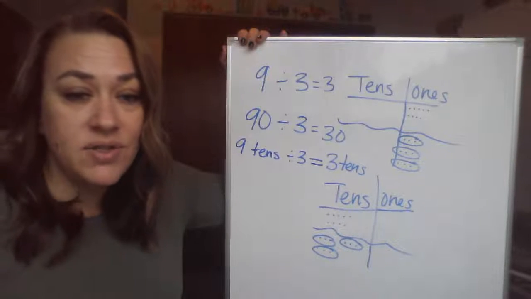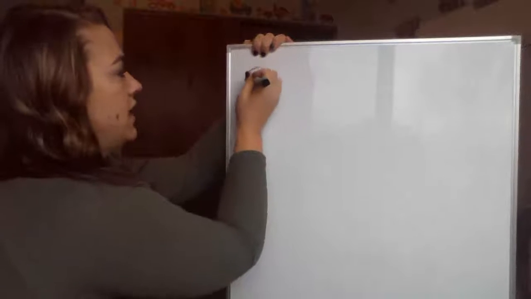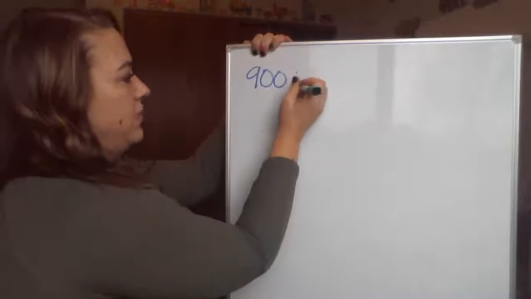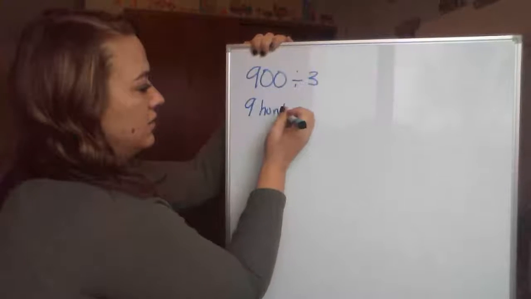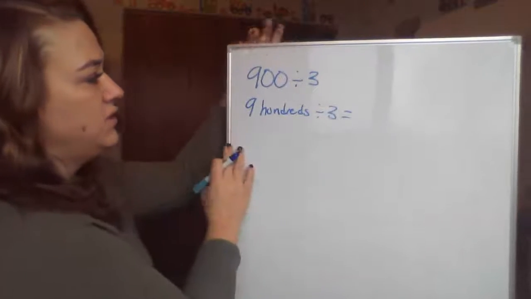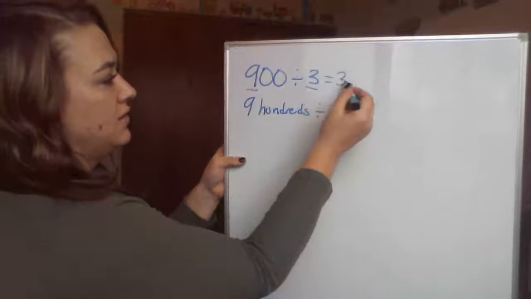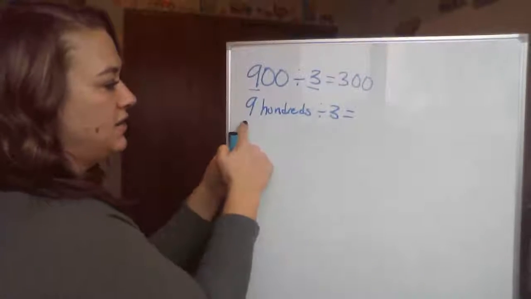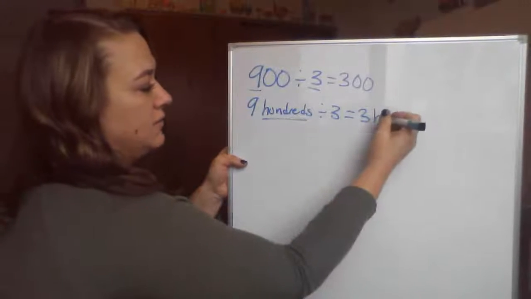Okay, let's do some more. We're going to continue with that 9 and 3 concept to really see the connections. Now we're going to do 900 divided by 3. I can say I have 9 hundreds divided by 3. Well, if we do what we did last time, 9 divided by 3 should be 3 hundreds, right? 9 divided by 3, 3 hundreds.